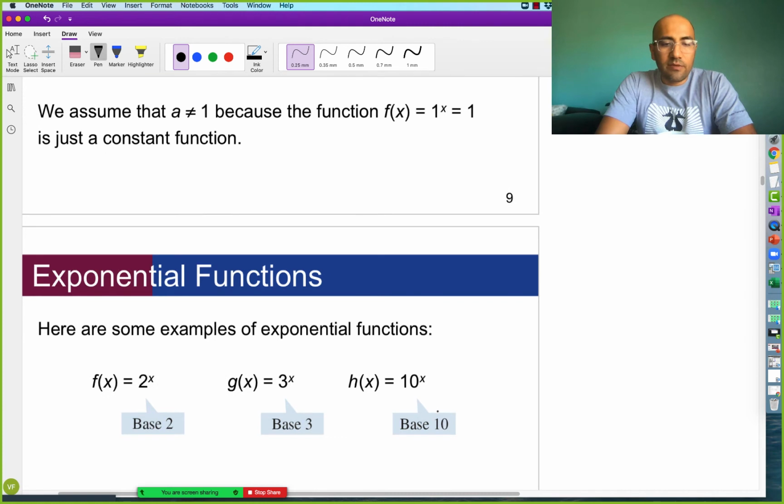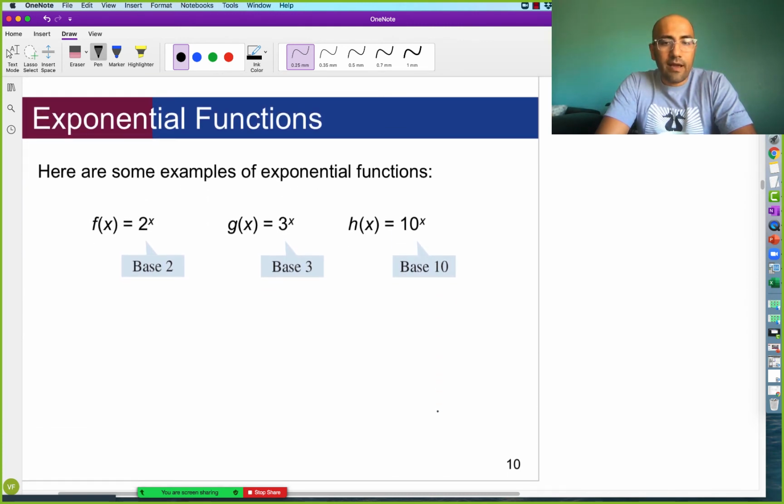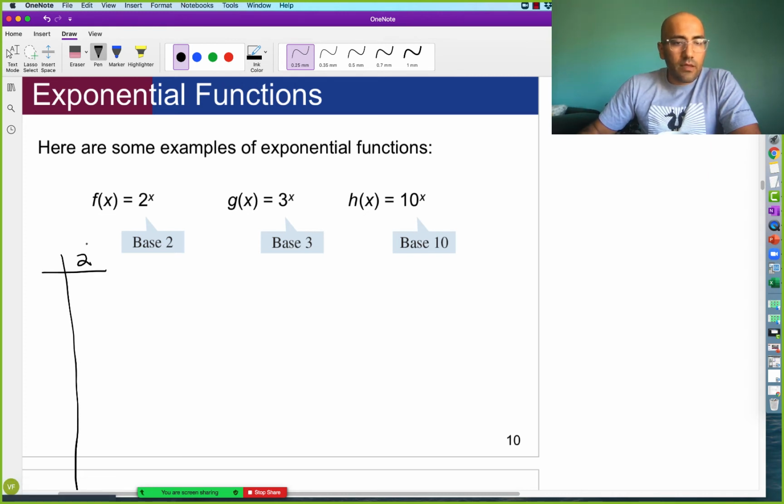So let's explore some of these things. What does it look like when we have 2 to the power of x, 3 to the power of x, 10 to the power of x? How do we graph them? What do the graphs look like? Whenever you begin exploration on something new, you should think about starting off from basics. What happens when we have a nice little table, and what kind of values do we get?